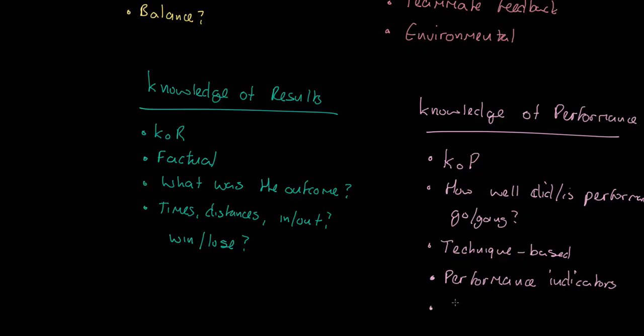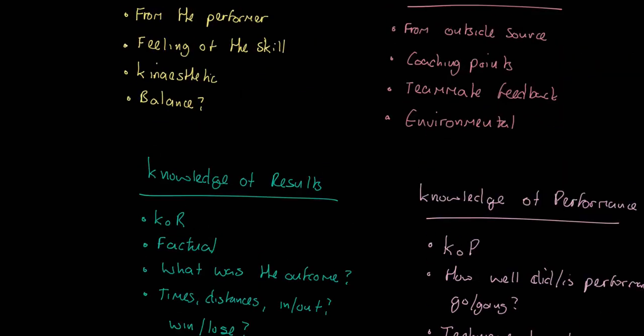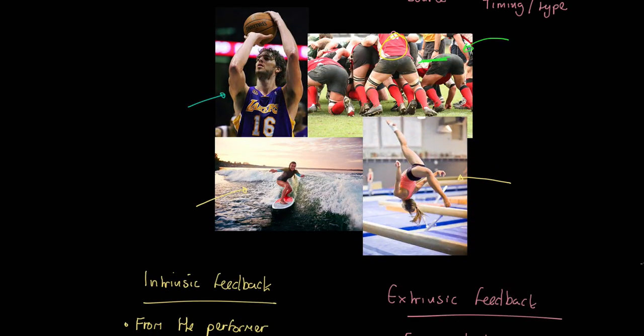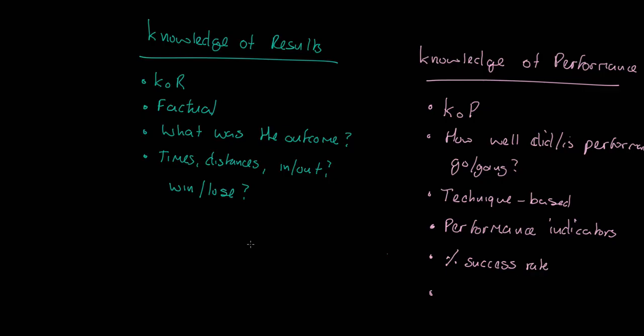So it could be something like percentage success rate, something like percentage successful passing rate, successful first serve rate. Let's go back to our gymnastics example, and we could look at the degrees of arc in the spine by using video analysis to actually analyse the performance. It's not the result, did she land on the beam, but it's the performance, and that would be after the performance, of course.